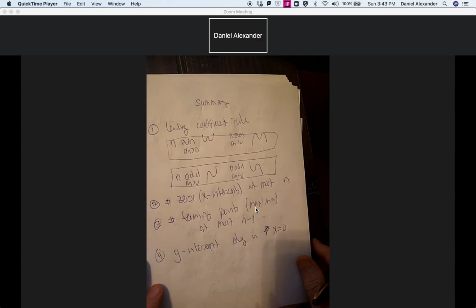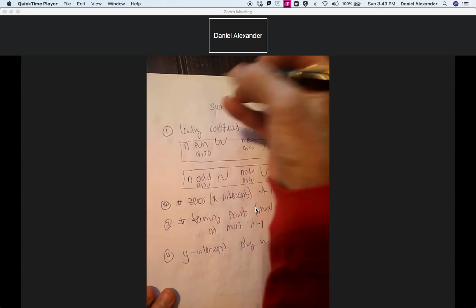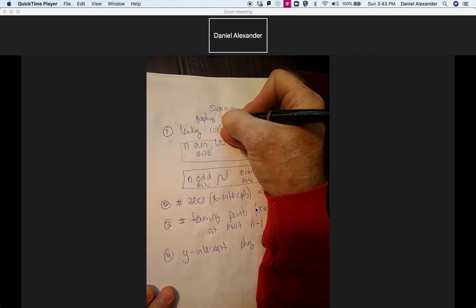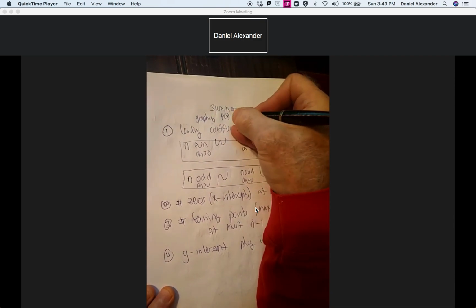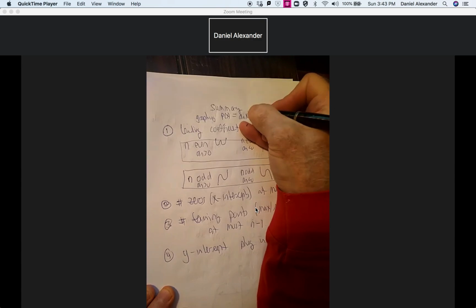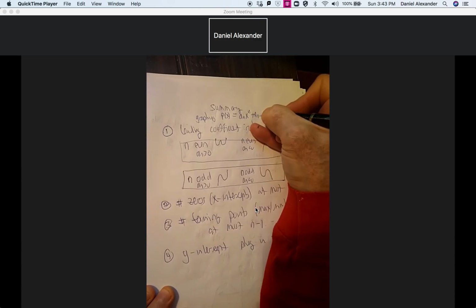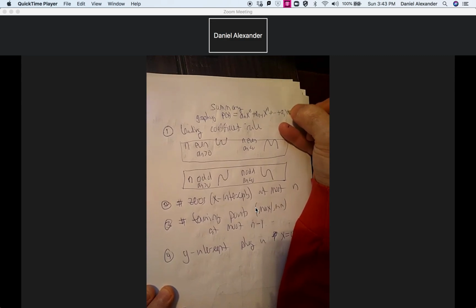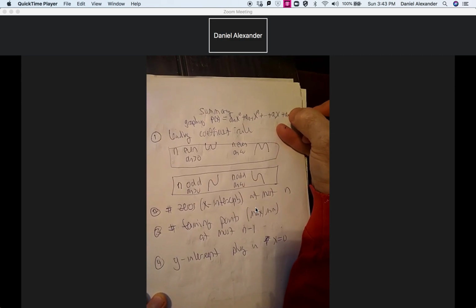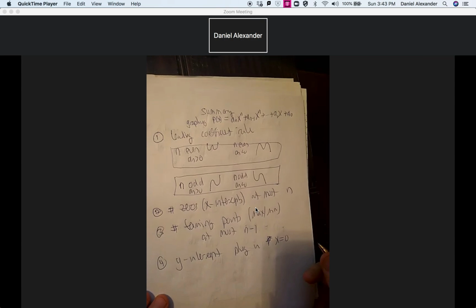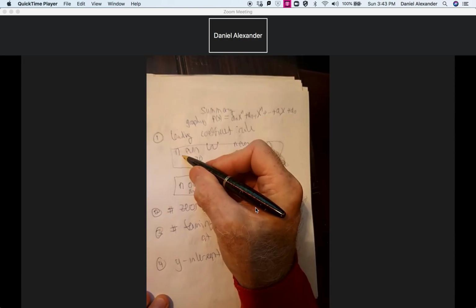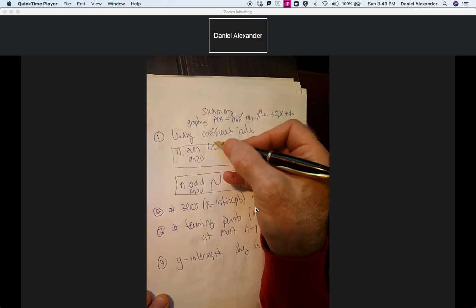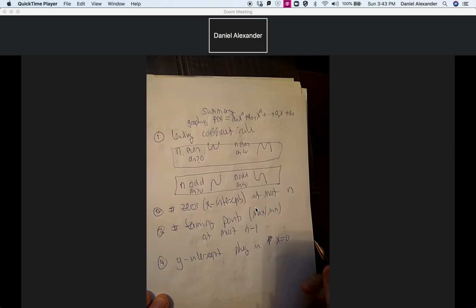Okay, so here's our summary. This is for graphing. It's a qualitative graph, meaning we can't find all the details. We just want the general shape. So if n is even and a_n is greater than 0, it's going to be like that W shape. It's going to start high, come down, and go back up high again.